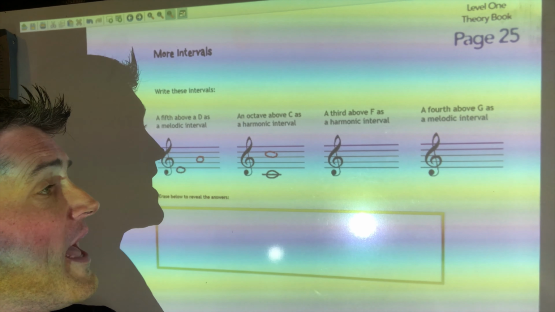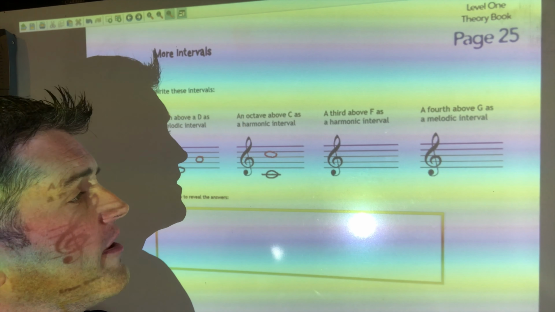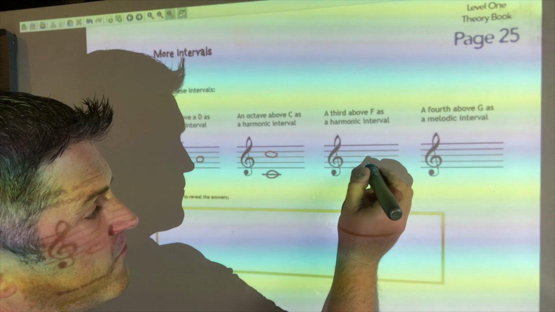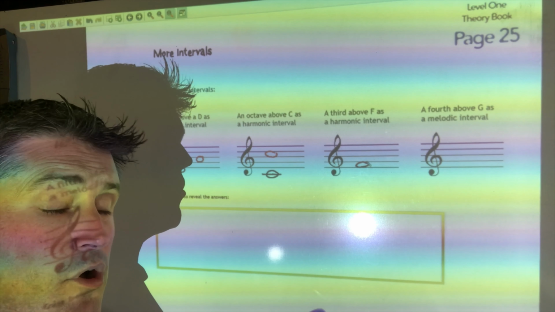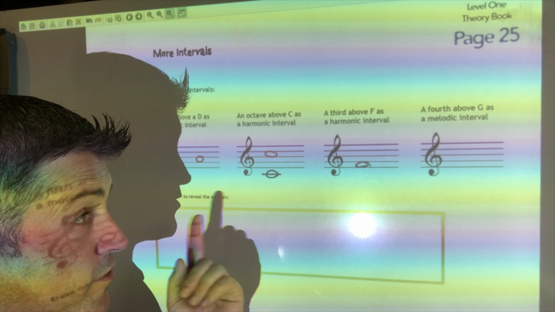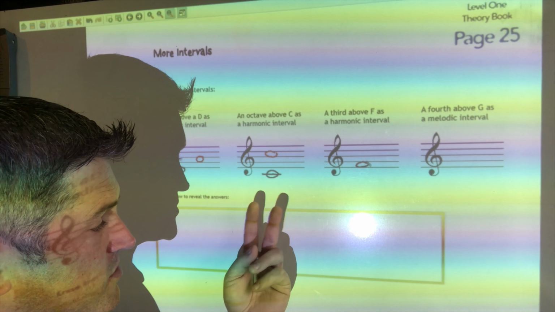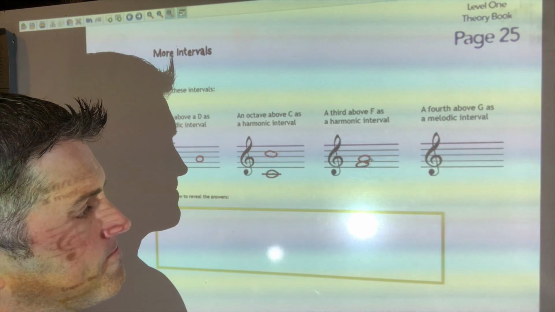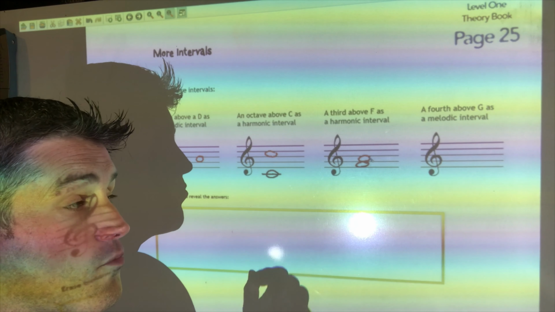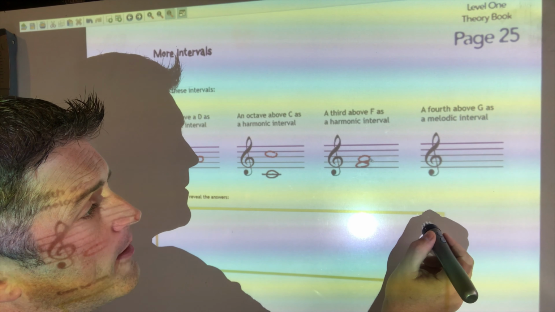Okay. A third above F. So F is our first note. And it's a harmonic, so it's going to be above, and it's going to be a third this time. So F, G, A. There we go, happening at the same time, right above each other.